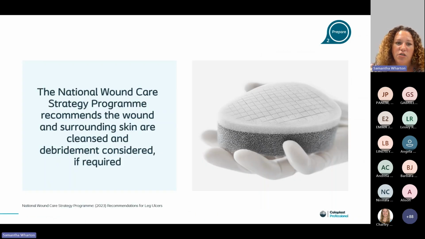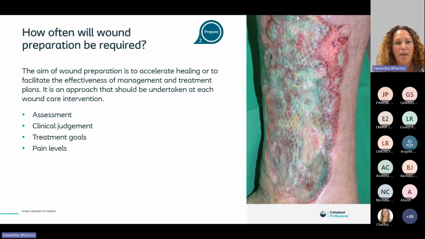So the National Wound Care Strategy Programme recommends the wound and surrounding skin are cleansed and debrided regularly. It is down to your own clinical judgment how often it should be done, but like I showed on the previous slide, it has been shown that the more regular and the more cleansing and debridement that takes place, the quicker the wounds will heal. So it's down to your clinical assessment when you remove that dressing and look at that wound.